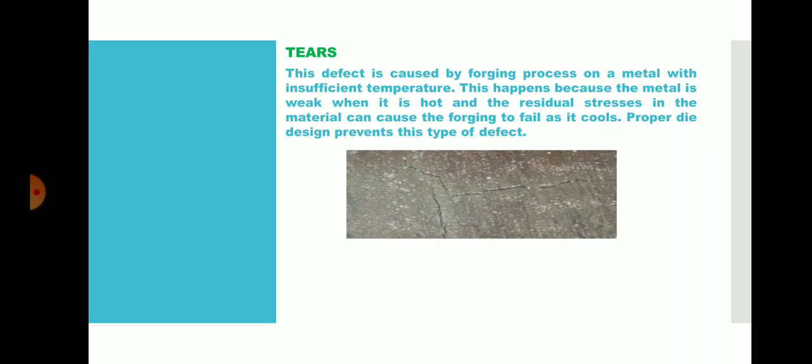Tears. When a crack is produced in an element in a small amount, it is said to be a tear. This defect is caused by the forging process on a metal with insufficient temperature. This happens because the metal is weak when it is hot and residual stress in the material can cause it. Proper die design, proper temperature and proper cooling prevent this type of defect.